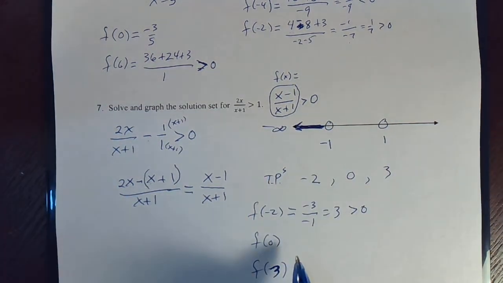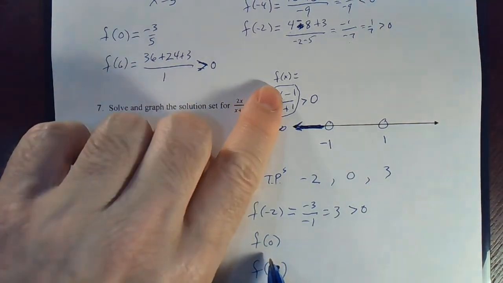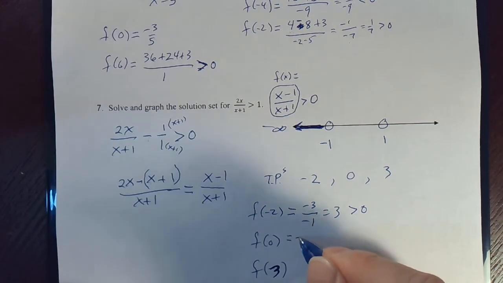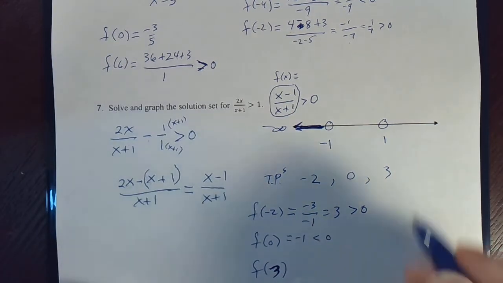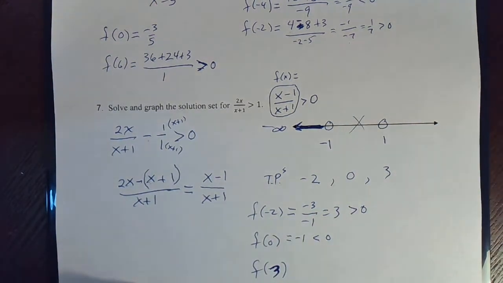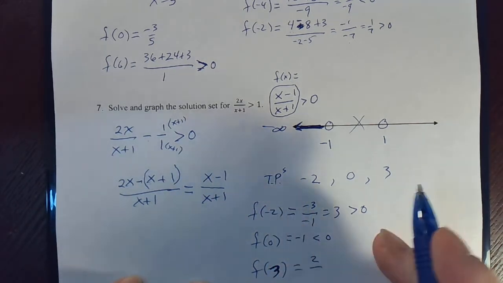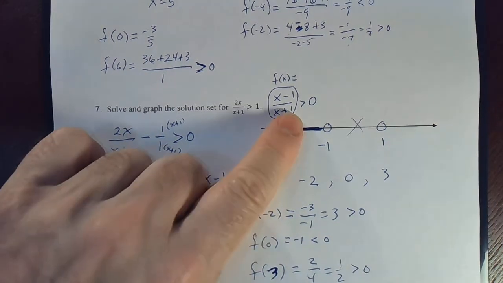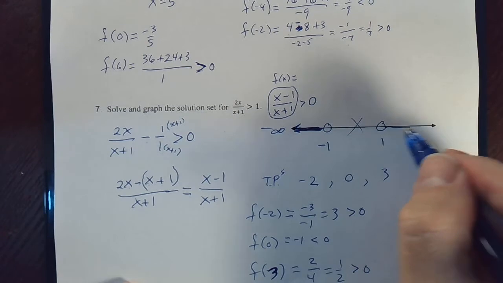All right, now let's plug in a 0. A 0 would give us -1 over 1. That's less than 0. And plugging in a 3 would give us 2 over 3 plus 1, which is 4, or 1/2. That's greater than 0. Greater than 0 is what we want, so we shade it.